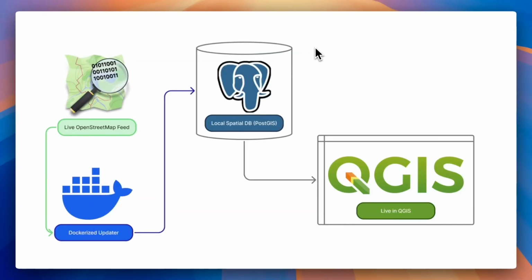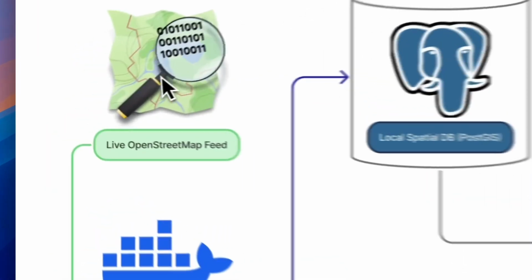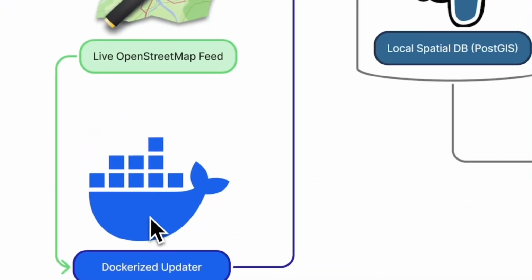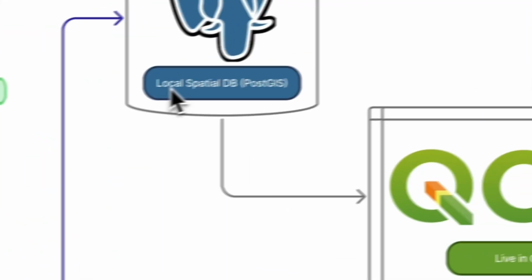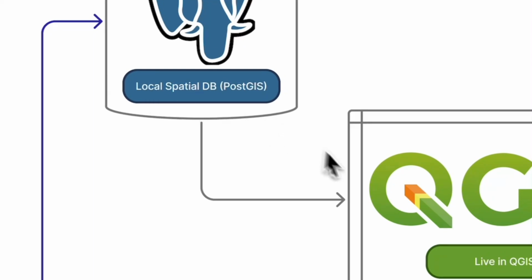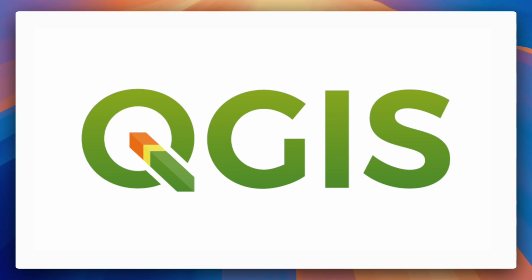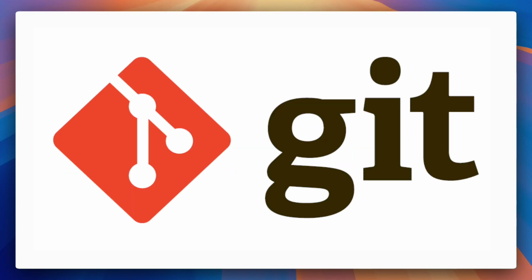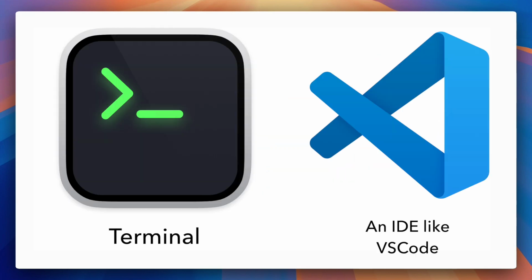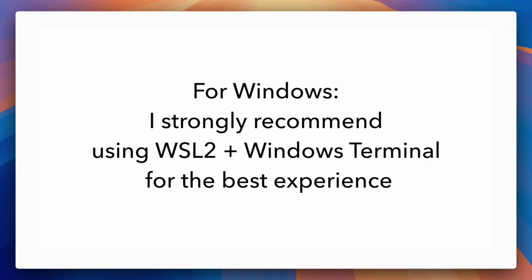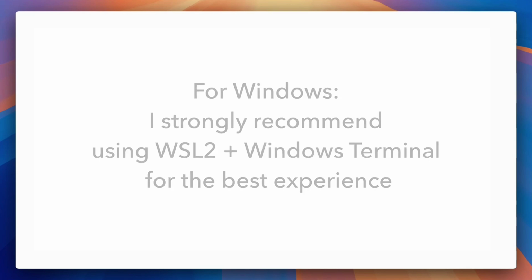Here's what we're building. A local Docker container that constantly fetches new OSM data from the internet, stores it in a PostGIS database, and lets you open it live in QGIS. No more manual downloads. Here are the tools that you need to achieve this: QGIS, Docker, Git, and a little terminal coverage. You don't need to be a DevOps wizard.